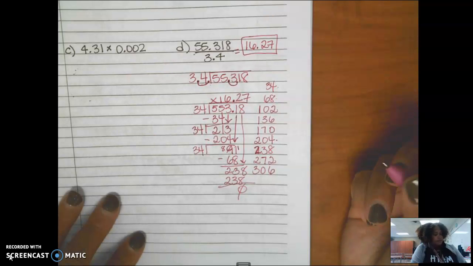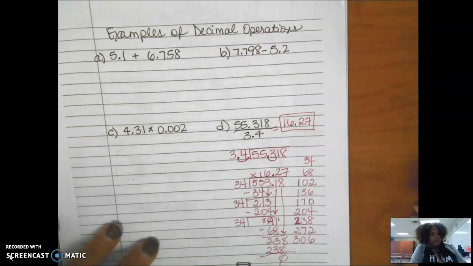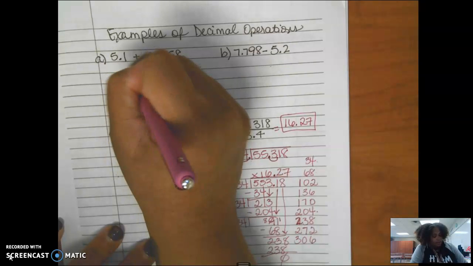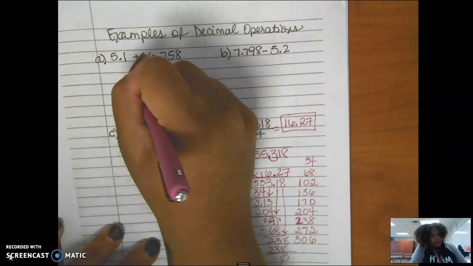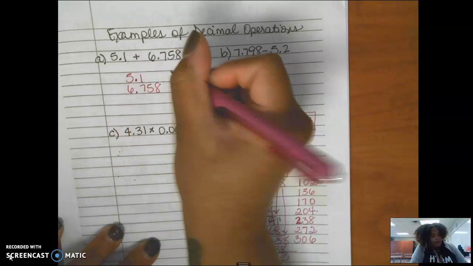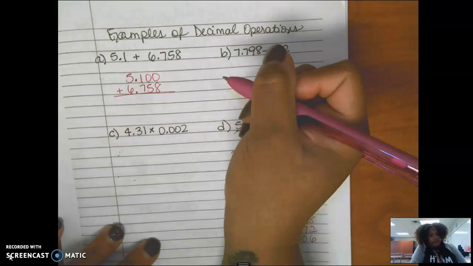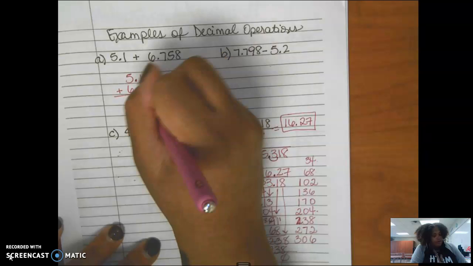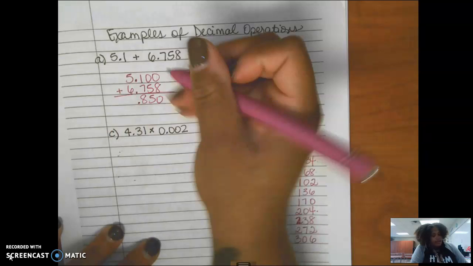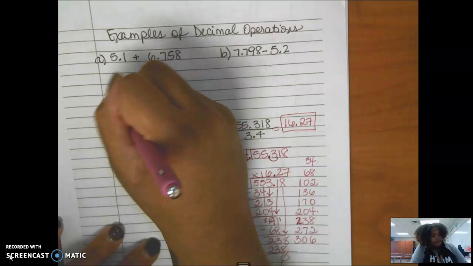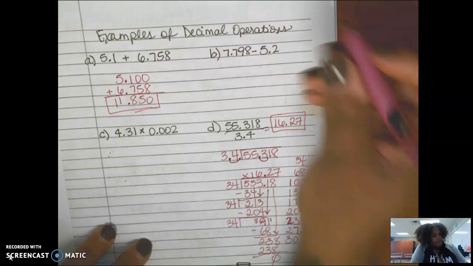Okay? All right, so for adding decimals, because this is a little easier, I'm going to put 5.1 over 6.758, and then I'll put zeros here as placeholders, and I'll add as normal. That's 0, 5, 7 plus 1 is 8, bring down my decimal. 6 plus 5 is 11. Done with that one.